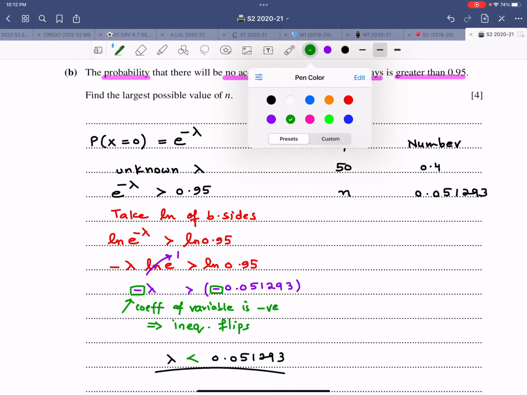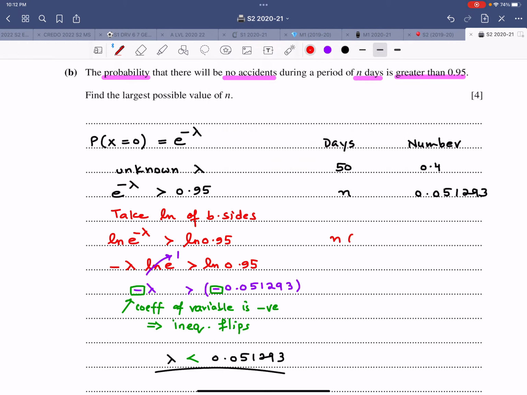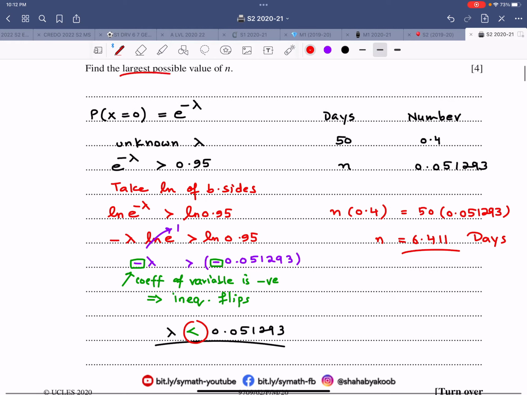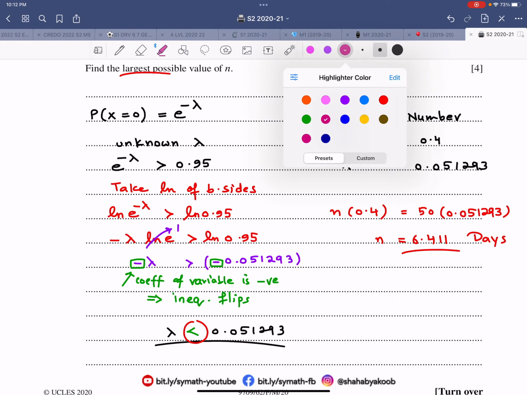Apply the concept of ratio and proportion. Therefore, n into 0.4 is 50 multiplied by 0.051293. So when we do the calculation on the calculator, 50 multiplied by 0.051293 divided by 0.4 comes out to be 6.411 days. Now remember, the inequality is this thing, and they are talking about the number of days and the largest possible number. So what should I do?